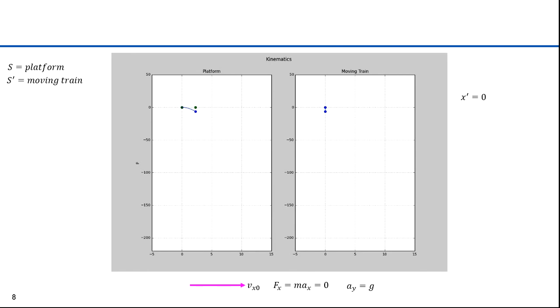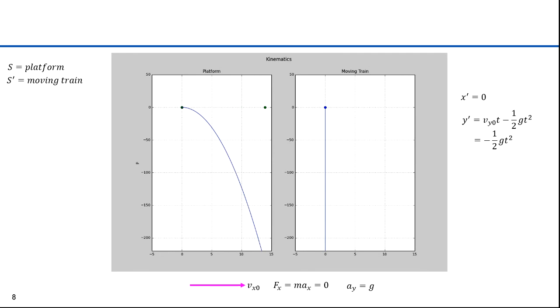In frame S', where the train's at rest, the formula for horizontal motion is x' equals 0. The formula for vertical motion is y' equals vy0t minus 1/2 gt squared, where vy0 is any initial velocity. In this example, the ball starts at rest, so the initial velocity is 0. Hence, y' equals minus 1/2 gt squared. The trajectory is parabolic in frame S because in that frame you experience both horizontal and vertical velocities together.